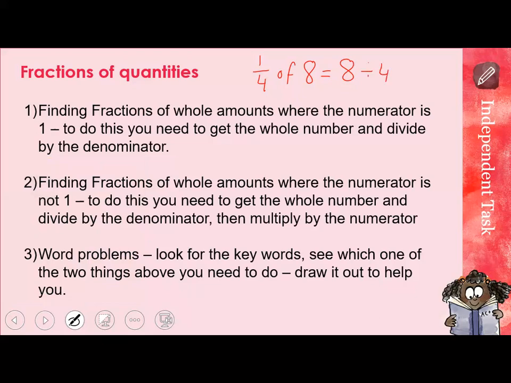When the numerator of a fraction is 1, then all you need to do is the whole number divided by the denominator. Keep referring back to this page. This number 1 is going to help you with challenge 1, 2 is going to help you with challenge 2, and 3 is going to help you with challenge 3.